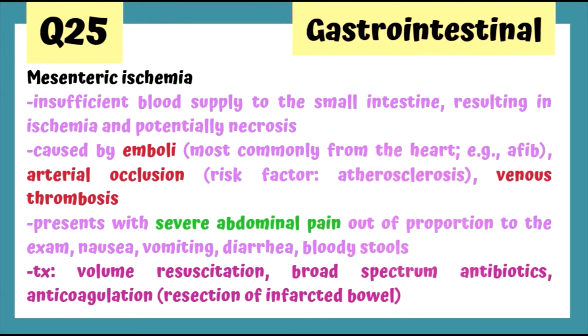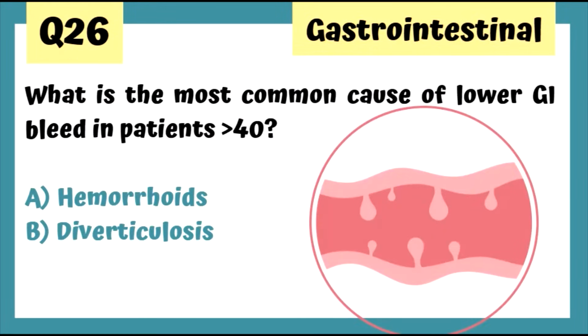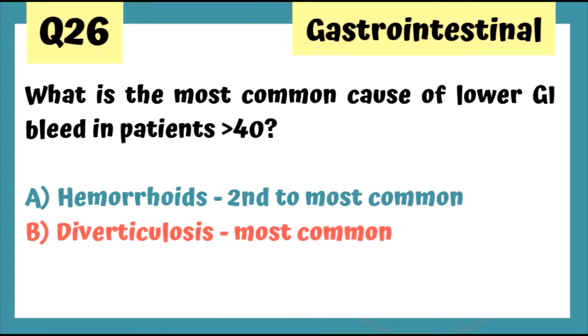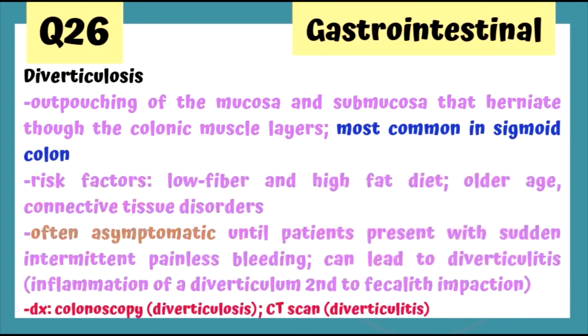Treatment is with volume resuscitation, broad spectrum antibiotics, and anticoagulation, and possibly resection of the infarcted bowel. Question 26, what is the most common cause of lower GI bleeds in patients older than 40? This is actually diverticulosis, not hemorrhoids. Diverticulosis is the most common cause, wow, of lower GI bleeds in patients older than 40. The second most common is hemorrhoids.